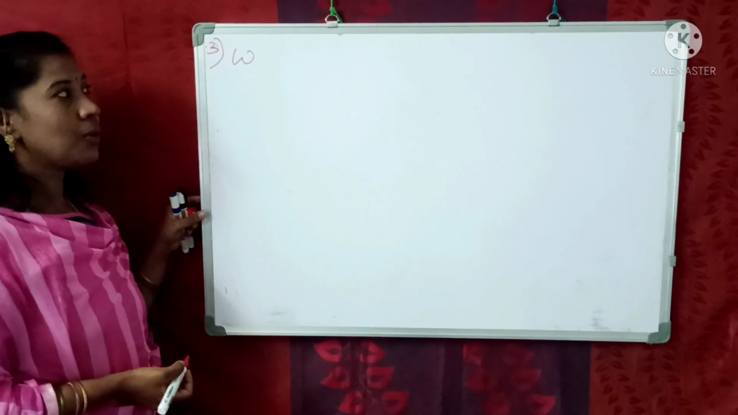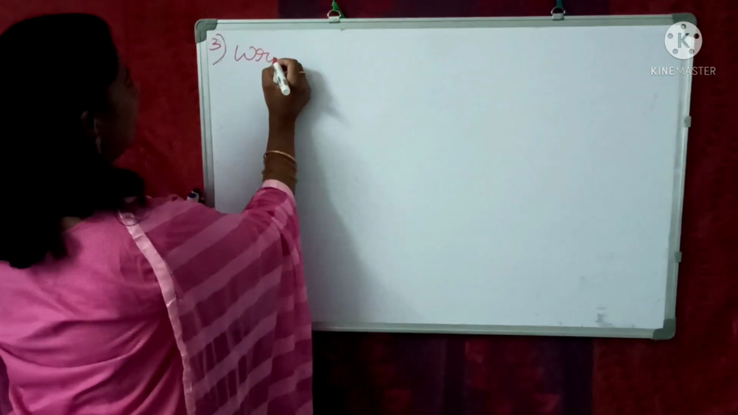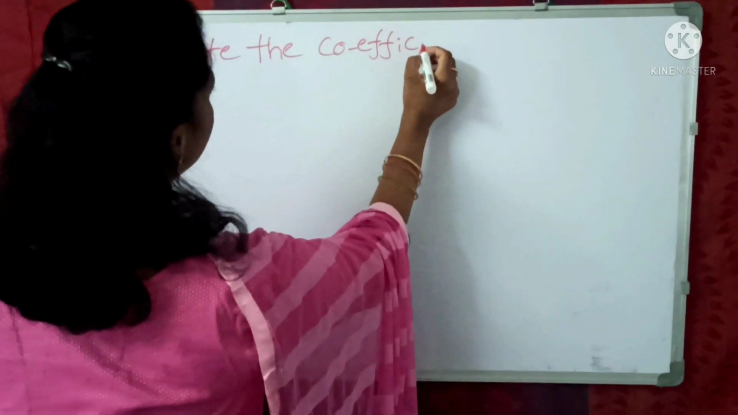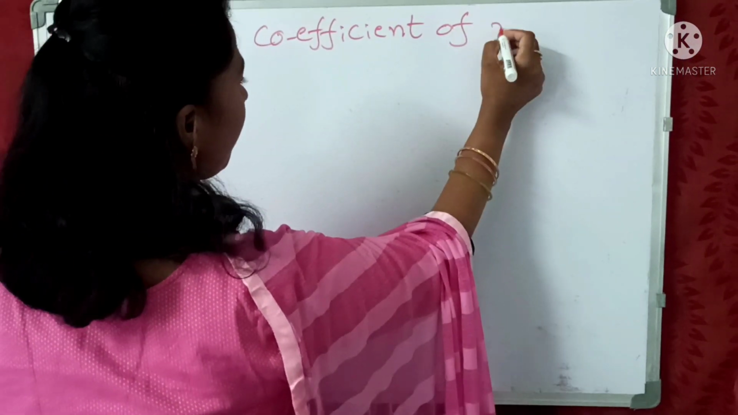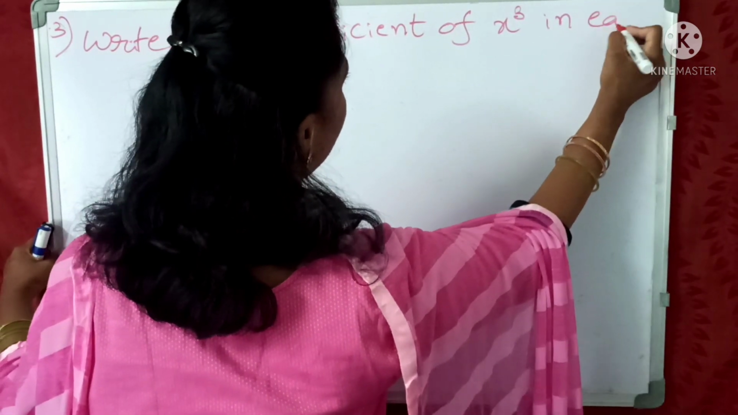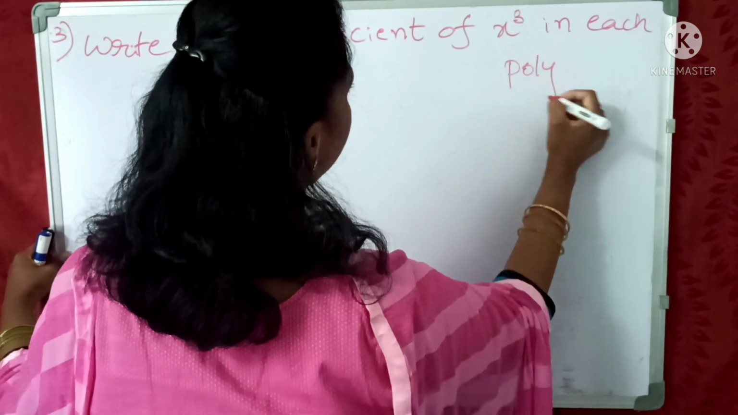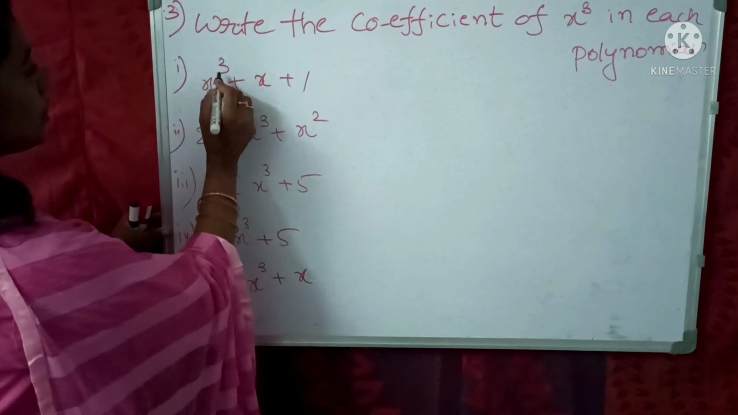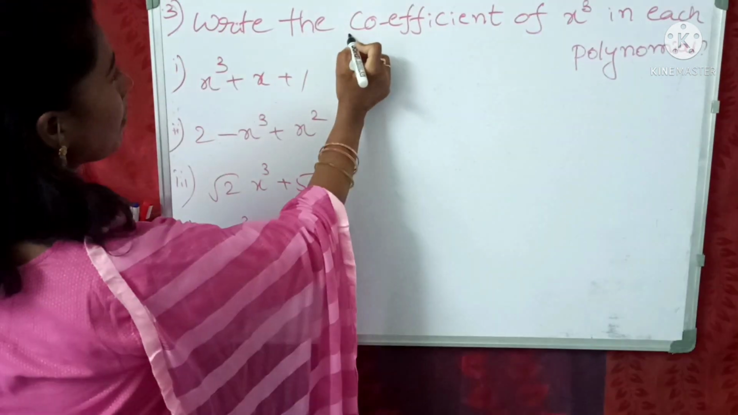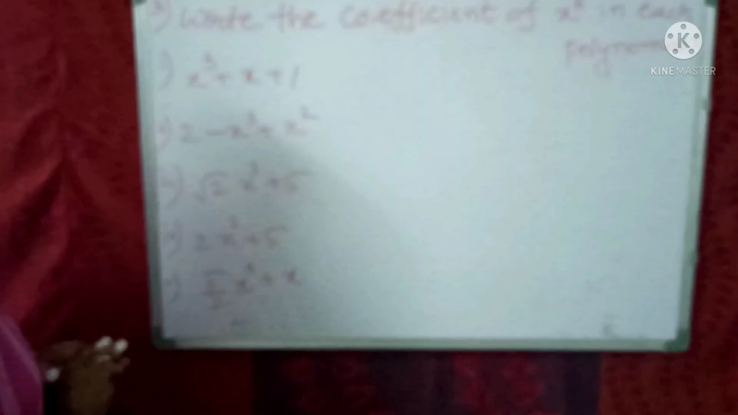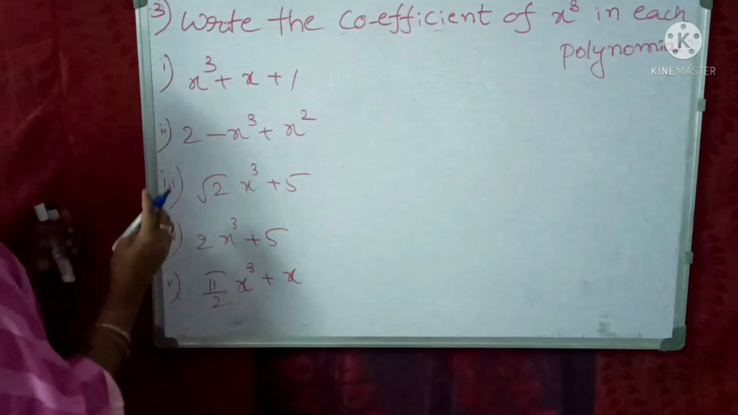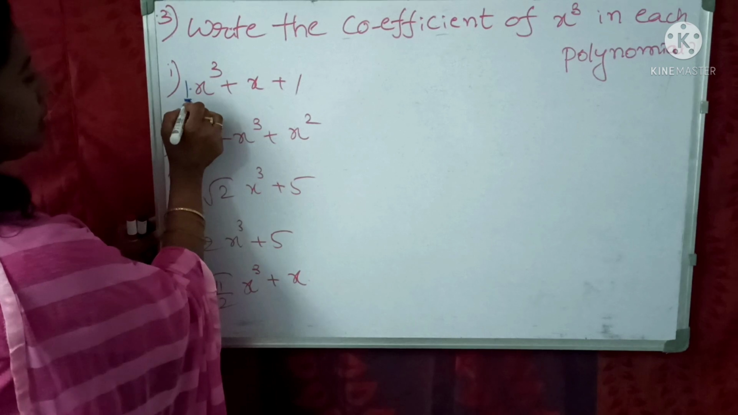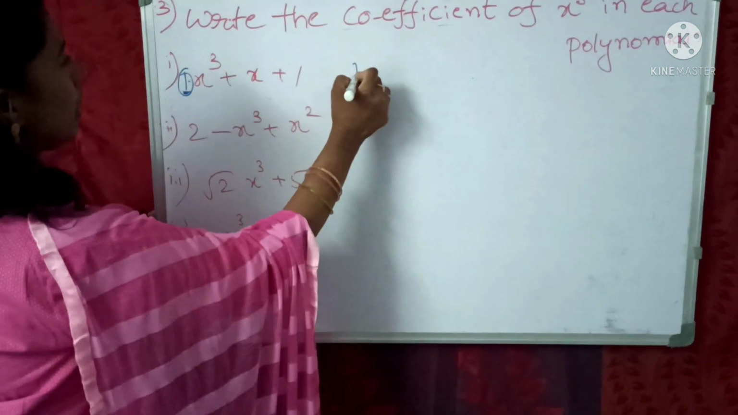Okay. Next, we will go for another problem. Write the coefficient of x cube in each polynomial. Okay. The first one is x cube plus x plus 1. The question is write the coefficient of x cube. So what is the coefficient of x cube? So here x cube can be written as 1 into x cube. So the coefficient of x cube is 1.